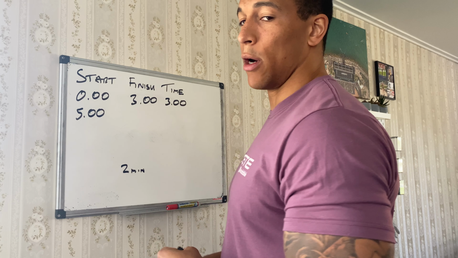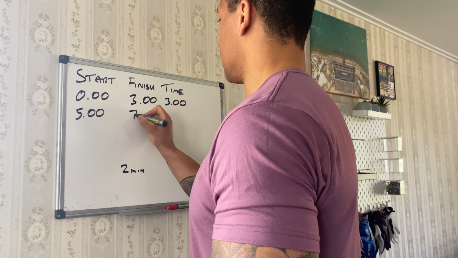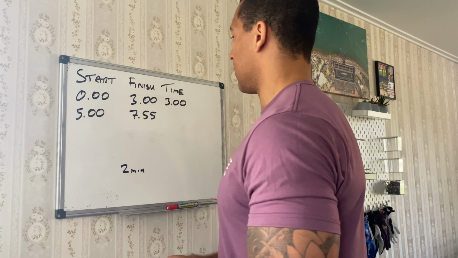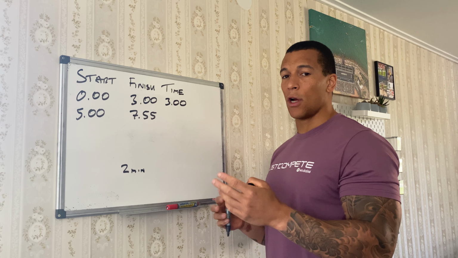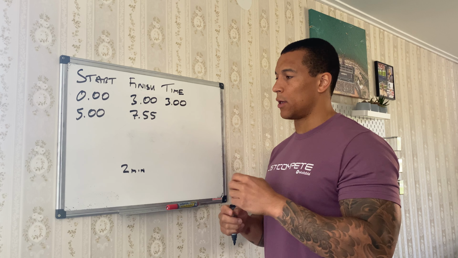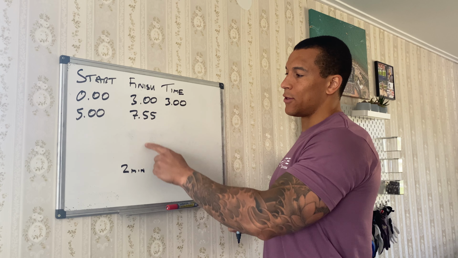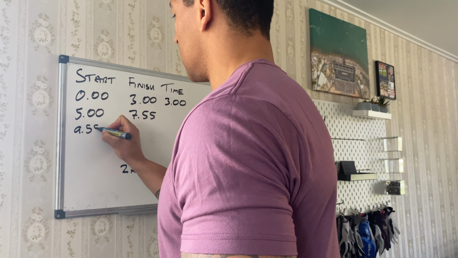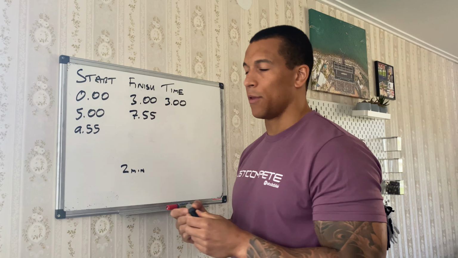We hit our next round. Our next round's good. We go a little bit faster, so we finish that round at 7:55. Now, we can either work out how long that round took us now during the workout, but if we don't have time to work out how long that round took us, it doesn't matter. We still just add 2 minutes to this time, so we can immediately get our start time for the next round, which is going to be 9:55.